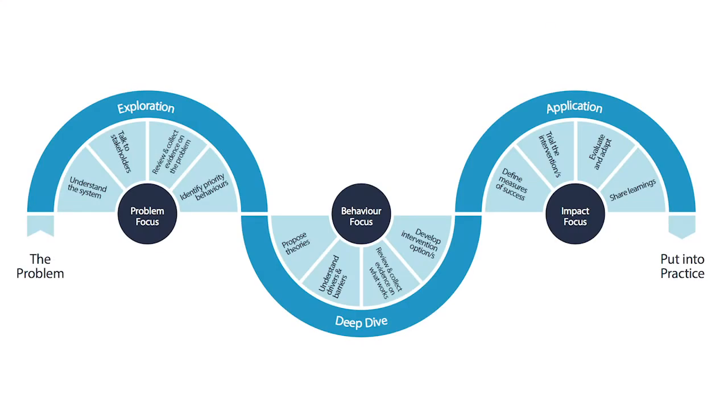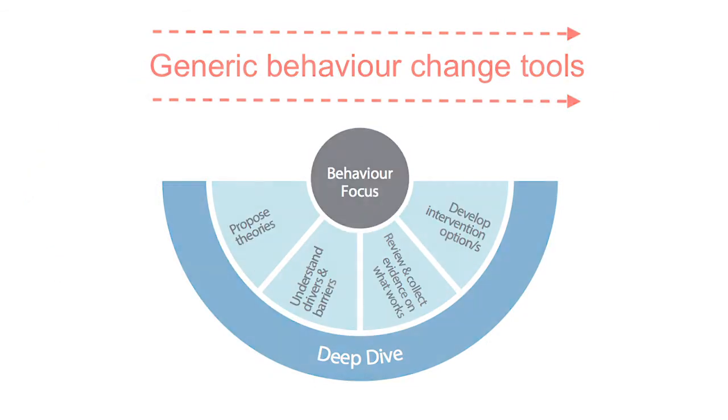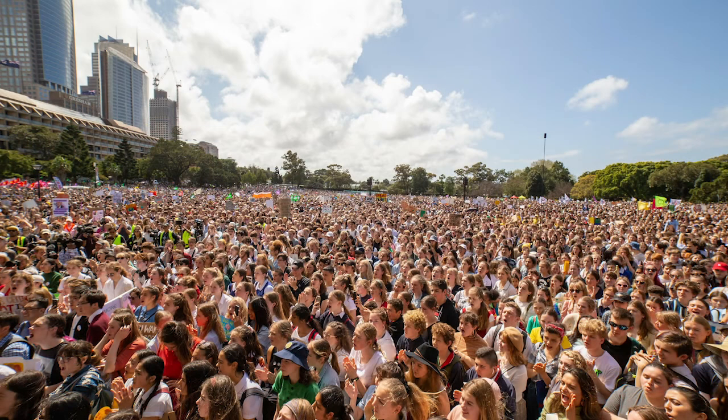There is one other part to the book that's worth noting, which is a shortcut between exploring and application. We call them generic behaviour change tools. So if you're in a real hurry, you can jump straight through into applying things, applying interventions, using some principles of behaviour science that really generally work a little bit on large audiences and can be quite useful in your interventions.